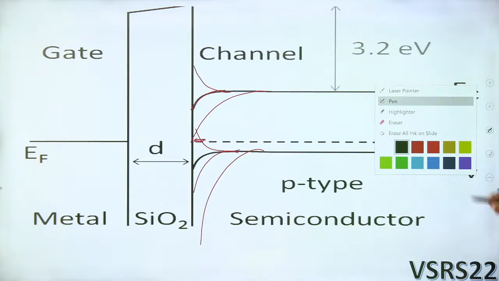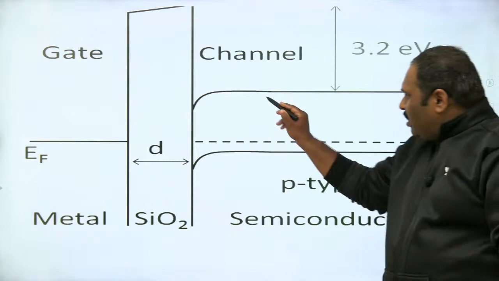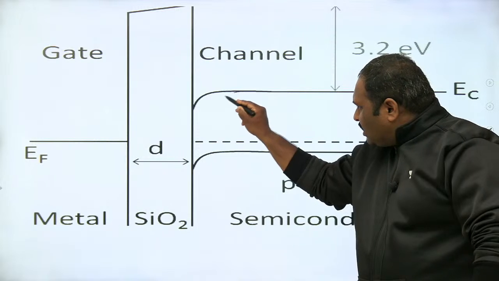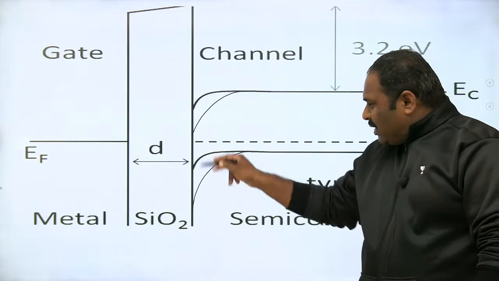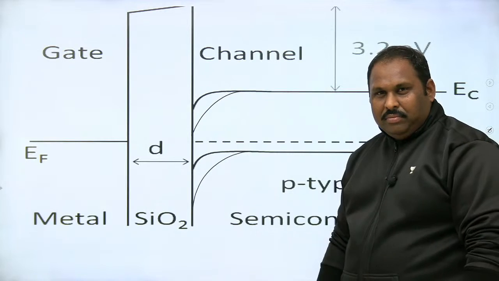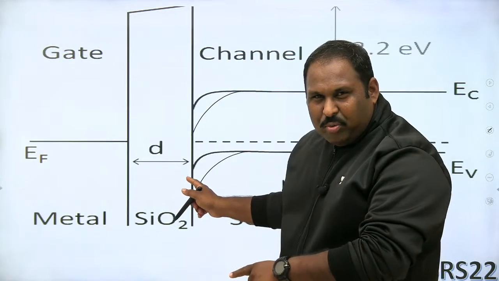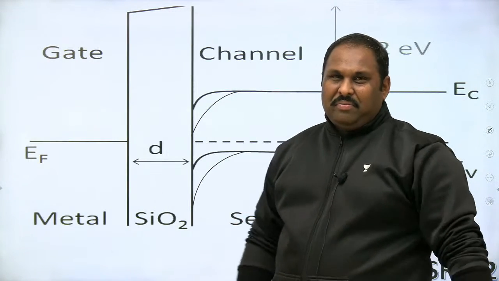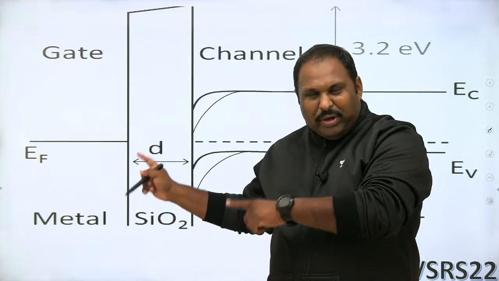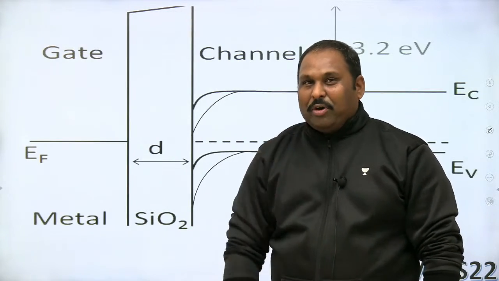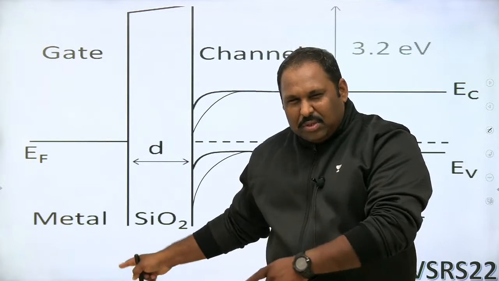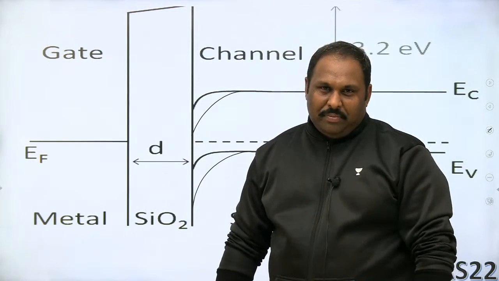In this same diagram, if I show it from here like this, this becomes inversion mode. I'm stressing this so much because tomorrow one formula is based on it. Tomorrow a very big formula is based on this. Surface potential is double that of Fermi potential. So that is why you should understand this inversion mode as well.